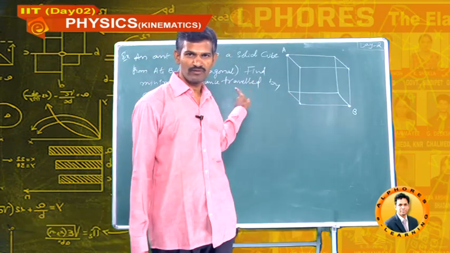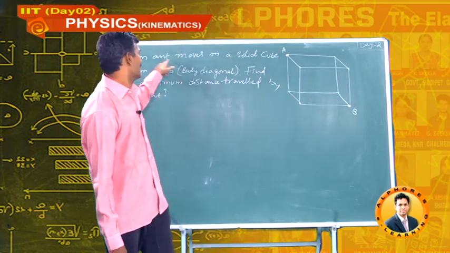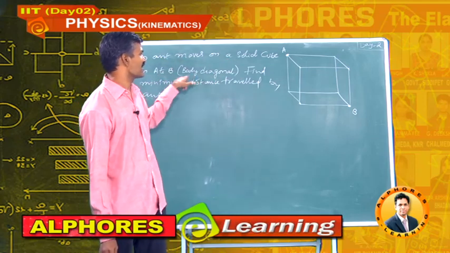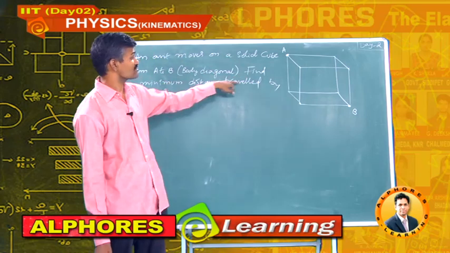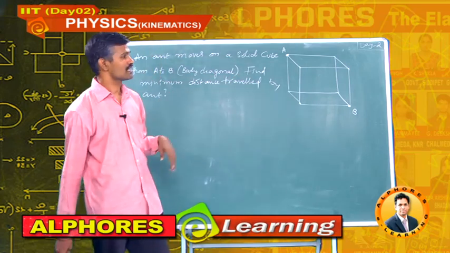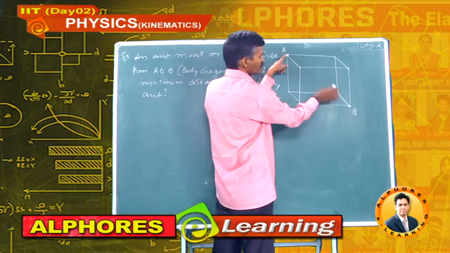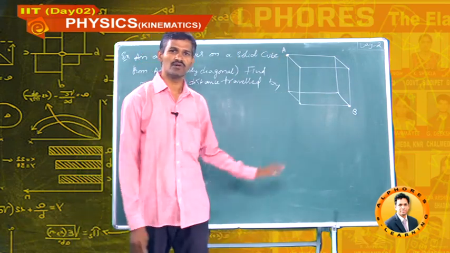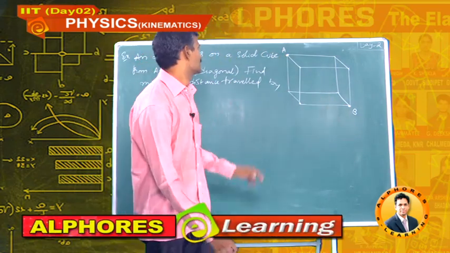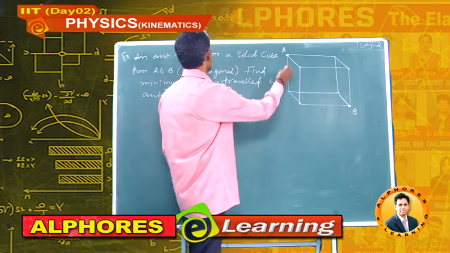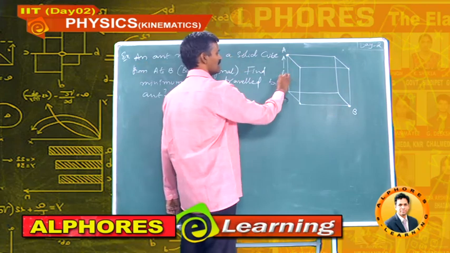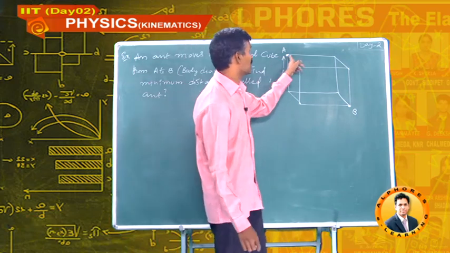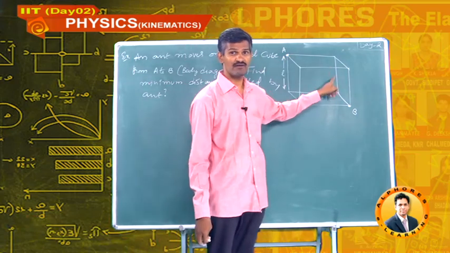Students, I have one more important problem here. An ant moves on a solid cube from A to B, which is the body diagonal. Find the minimum distance traveled by this ant. So here the ant travels from here to here. They do not ask for the displacement. We already calculated that the displacement is root 3 L, or root 3 times the length of the side. Here also consider L as the length of the side of the cube.